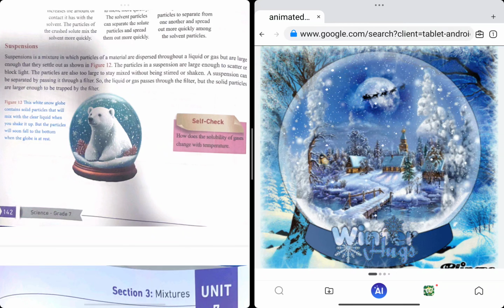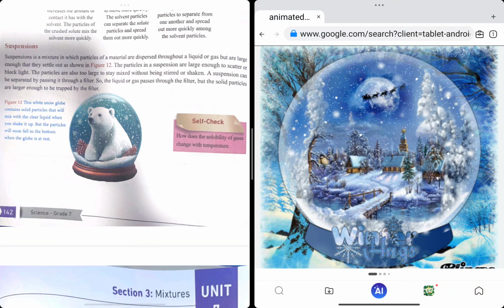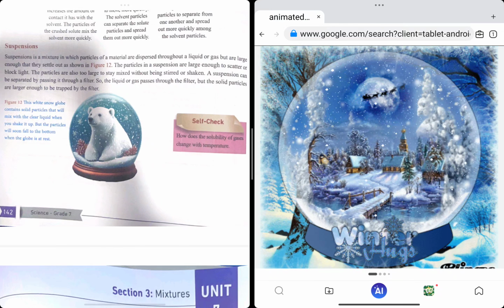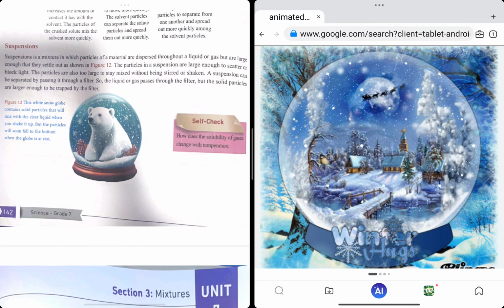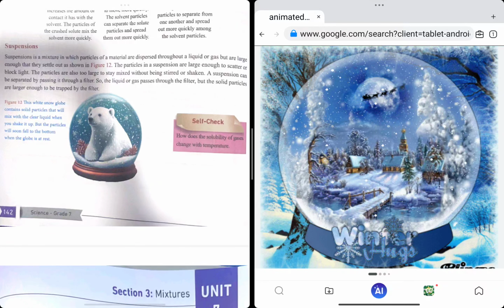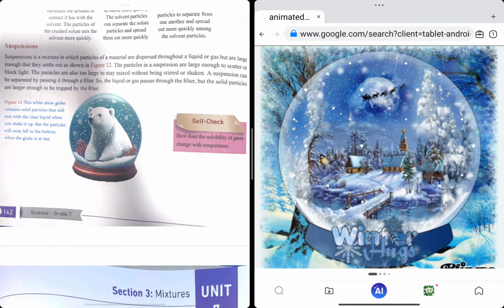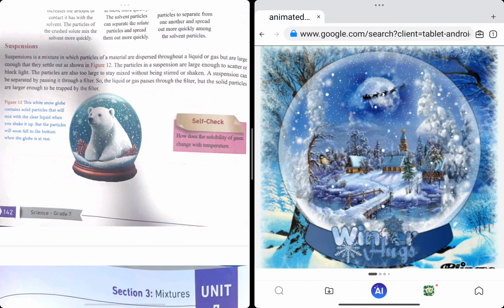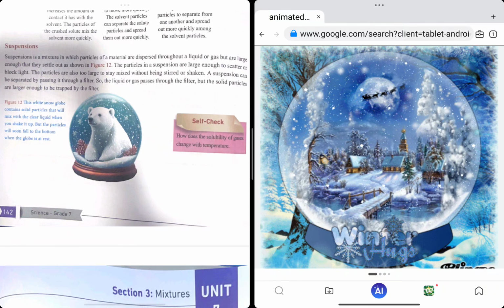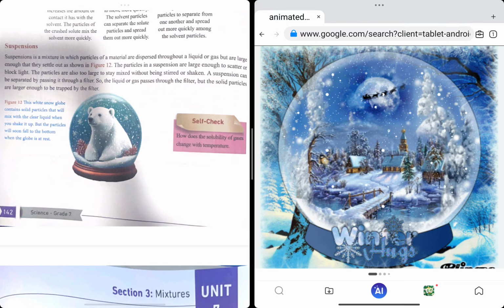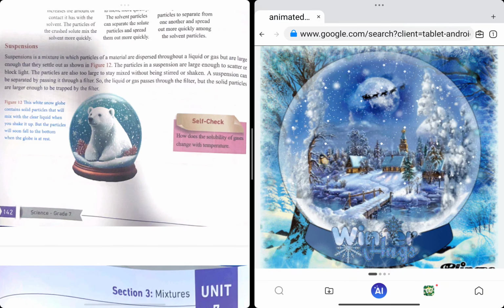In our daily life, we mix so many substances together, and we may notice many different types of solutions. When we mix them, not all mixtures behave the same way. Some mixtures separate over time, while others stay evenly mixed. Today, we will understand the differences between them.